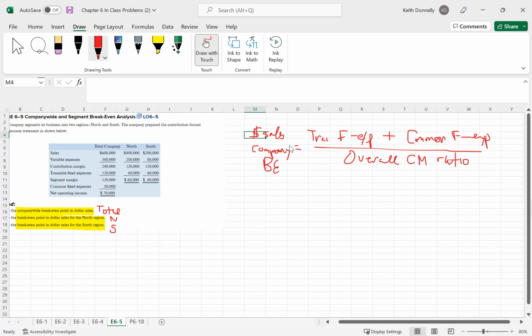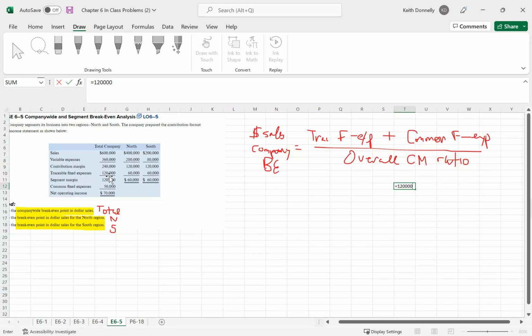Sorry, my penmanship's not the greatest when I'm writing with the mouse. So our dollar sales company-wide to break even, the equation is going to equal our traceable fixed expenses plus our common fixed expenses divided by the overall contribution margin ratio. So what we would do here, our numerator, our traceable fixed expenses are 120, 120,000.